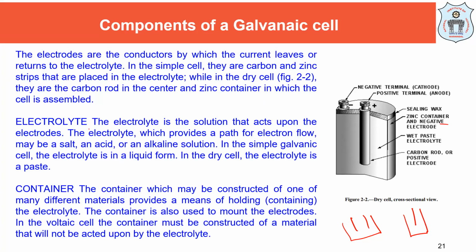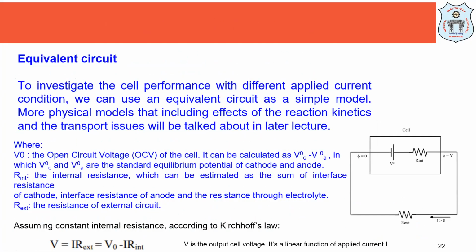Okay, so we have seen what an electrode is. The container, as I said, can be made up of different materials, but it should be chemically neutral if it is not an electrode, right? Also, sometimes this container is used to mount the electrodes. In the voltaic cell, the container must be constructed of a material that will not be acted upon by the electrolyte. So it should be corrosion resistant, chemically inert, right? And it should also be able to withstand thermal instabilities.